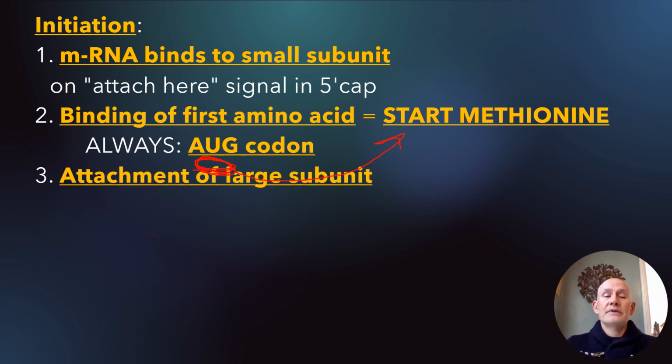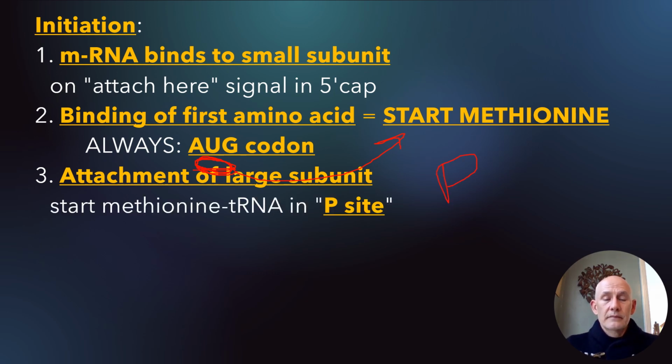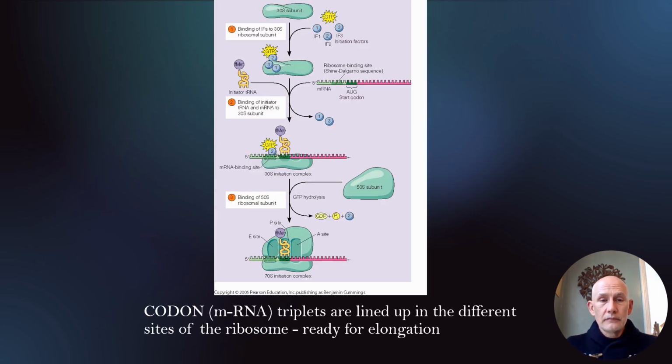So once this attaches, the large subunit slides in. This first tRNA is going to be in the P site. And then we're ready to start building. So this is what we see here. The end of our mRNA is going to bind to our small subunit right here.